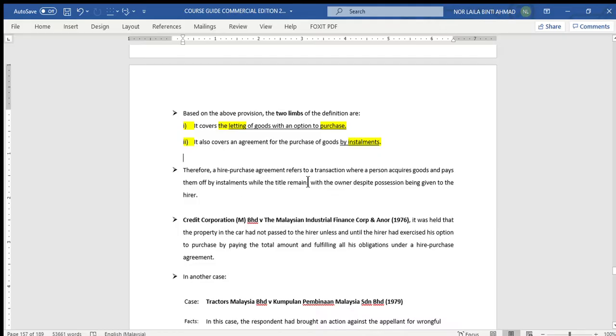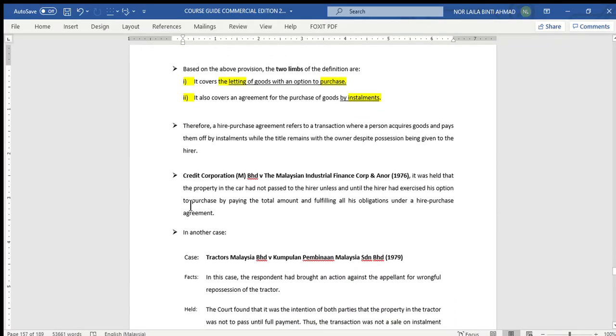So hire purchase agreement refers to a transaction where a person acquires goods and pays for them by installment, while the title remains with the owner despite possession being given to the hirer. Okay, so just bear in mind that when you sign a hire purchase agreement, it doesn't mean that you are an owner of the car. Okay, so the true owner normally is the financial institution, bank. So when we enter into a hire purchase agreement, we become the hirer.